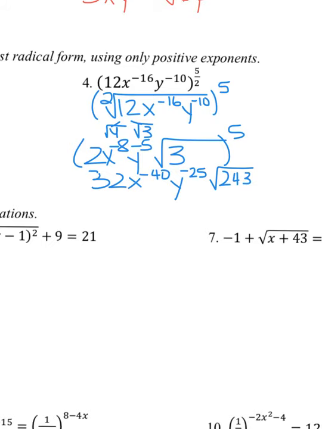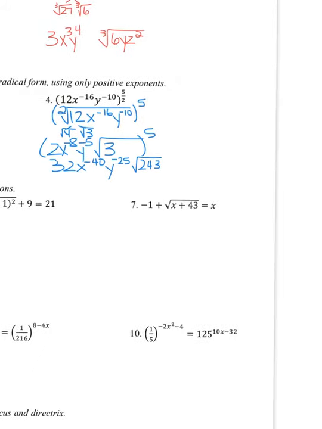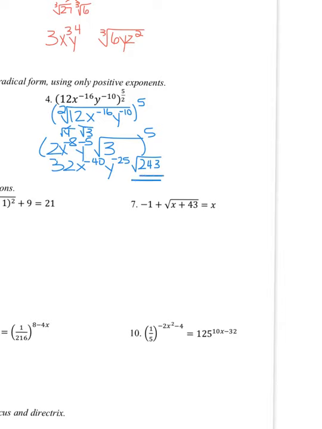All right, so if you want, you can get rid of those negative exponents first, or this has to be cleaned up. Okay, so you could do either one first. It doesn't matter. So I'm going to do the negative exponents first because I think it'll look a little bit better for you. So 32 square root of 243 divided by x to the 40th, y to the 25th.